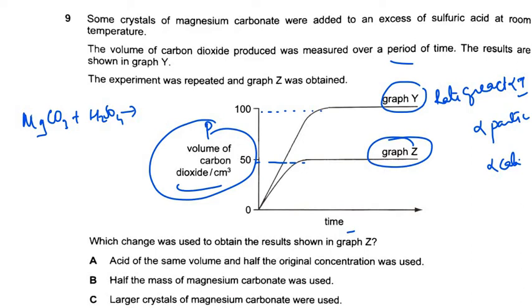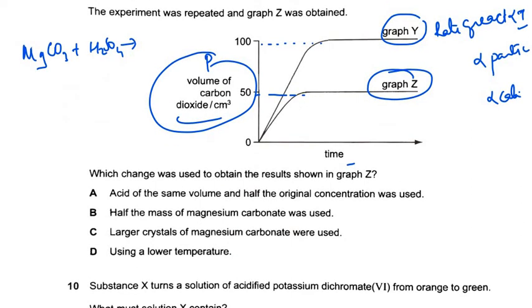So let's see the option. Each sheet of the same volume of the half original concentration was used. No, because the same volume is not going to help you, because you have also decreased the concentration. No, half of the molecule was carbonate was used.